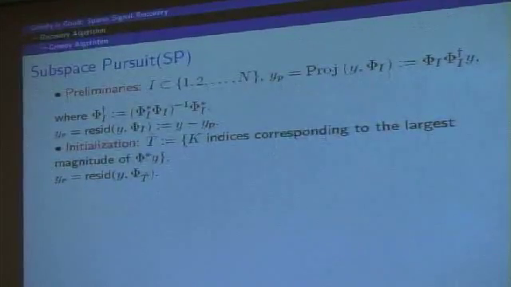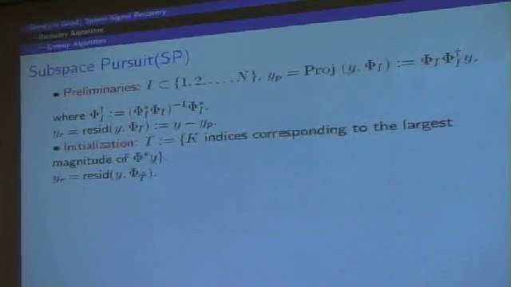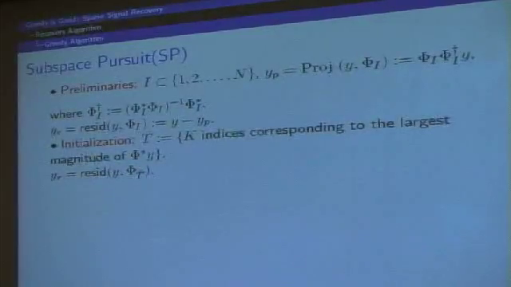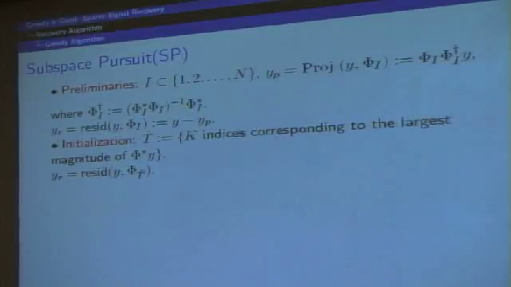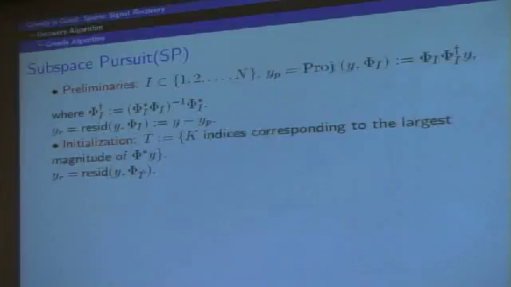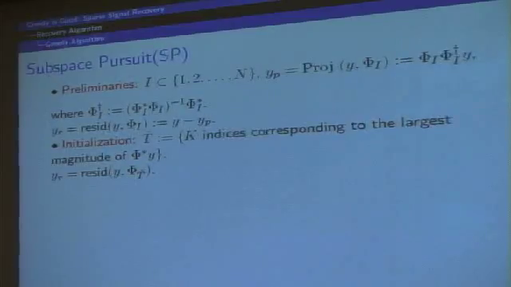First, we do this initialization. We define this T hat to be the k indices corresponding to the largest magnitudes of phi transpose multiplied by y. So actually, we do the work like this. We have our y, and we do an inner product with every column. Okay, and we find out which k columns give us the biggest inner products. And that set of indices gives this T hat. Okay. And then we make a projection onto this phi T hat, and y minus this projection gives us the residue here, yr.